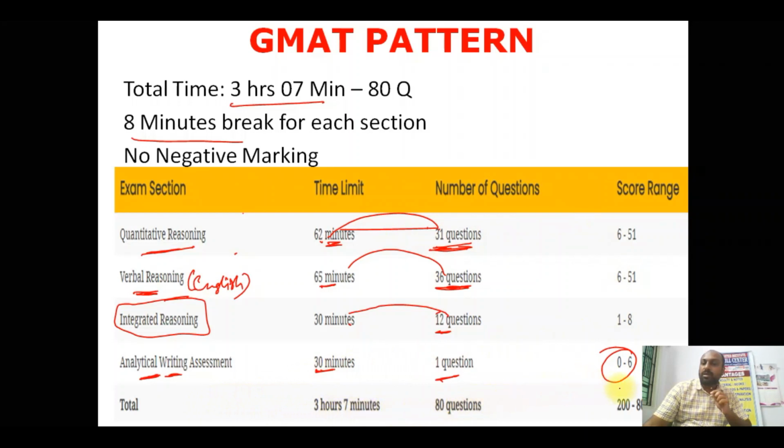This is a score range you have in GMAT. Okay, in GRE, 260 equals 0 and 340 is the dead end, we can say. Here it is a band from 200 to 800. So total questions: 80 questions. This is important, right? And this is 3 hours 7 minutes, with 80 questions, with every session followed by an 8 minute break. This is the real examination pattern of GMAT.